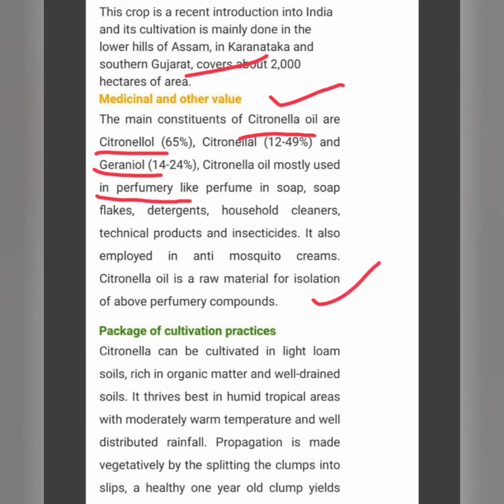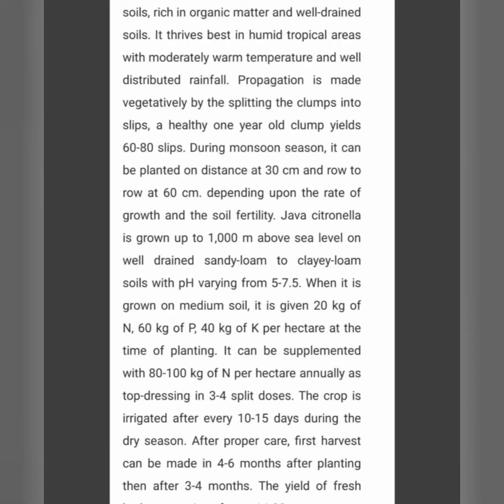Now let us talk about the cultivation and harvesting. So citronella, you can see the soil and climate required for this is that it can be cultivated in light loam soil rich in organic matter and also well drained, and it thrives best in the humid tropical areas which have a moderately warm temperature as well as a well distributed rainfall. So propagation of this plant is made vegetatively by splitting the clumps into slips. Now what are slips? They are small cuttings of the plant.